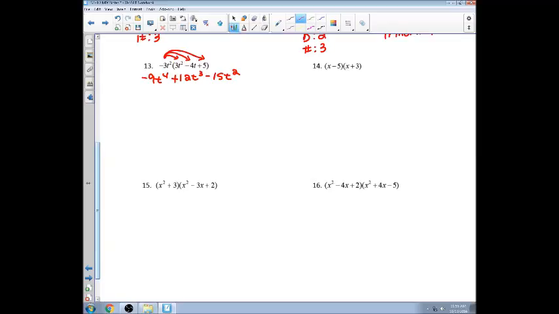What's my leading coefficient? Negative 9. My degree is 4. The number of terms is 3. So the name is a quartic, think of a quarter, trinomial.